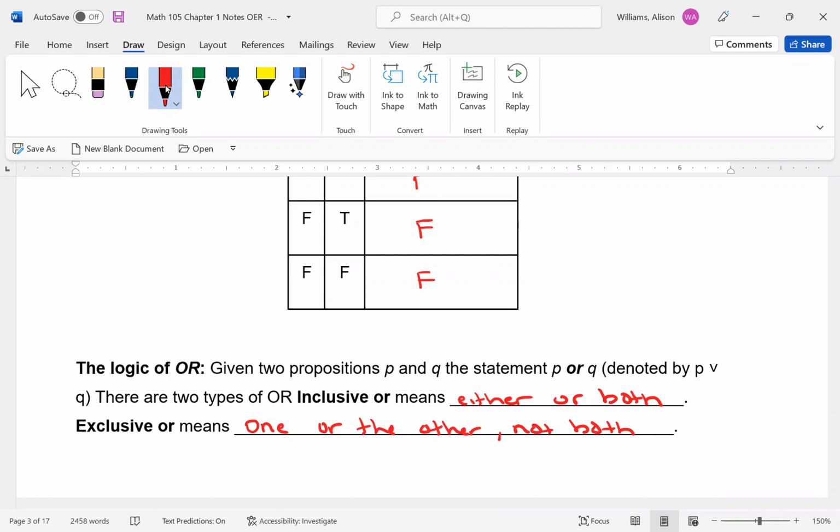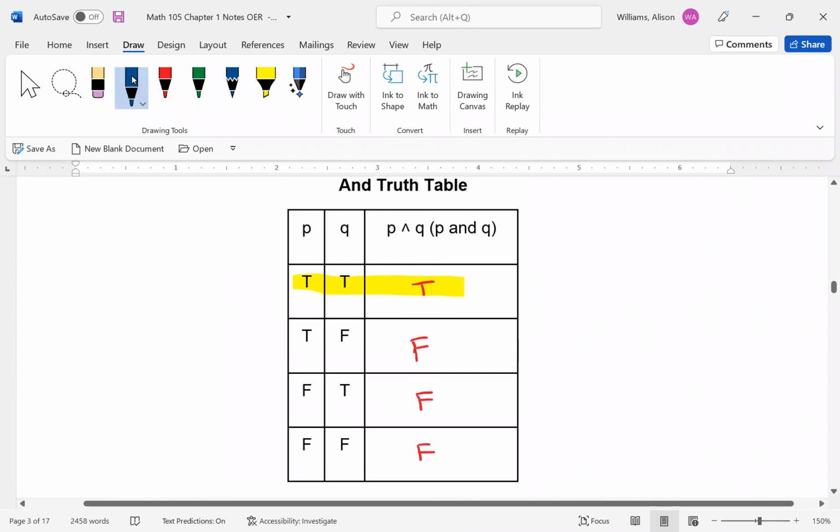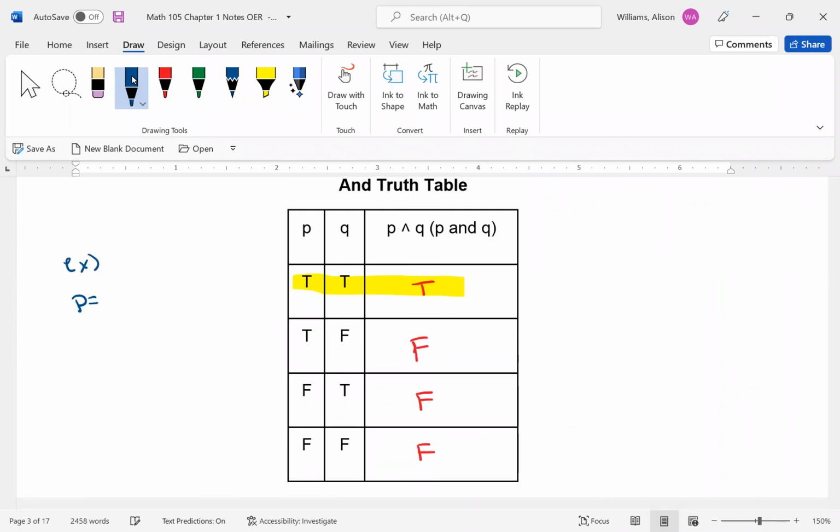Okay, let me give you an example of this. So let me come up here for the and. An example: if P happens to be cats are mammals, and Q happens to be dogs are reptiles. Those are my two statements.